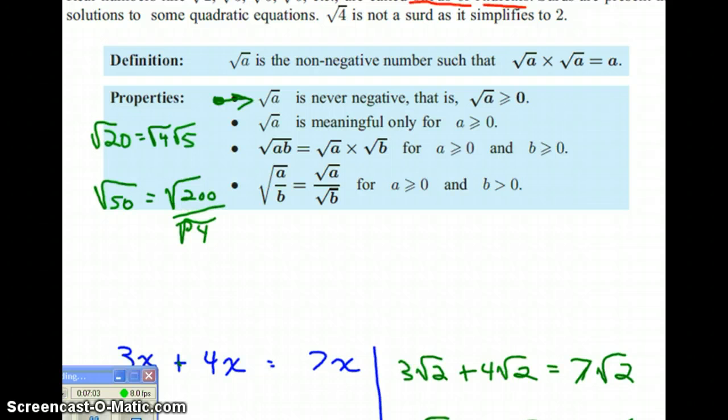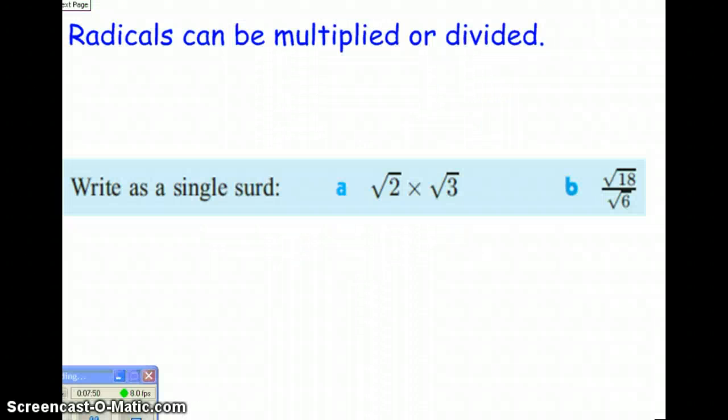Well, 200 divided by 4 is 50. So you can do those types of things as well. We're going to write these as a single surd. What do you think the answer is here? Square root of 6. Because there's a 1 in front of there and a 1 in front of there. It's 1 times 1 is 1. Square root of 2 times square root of 3 is square root of 6.